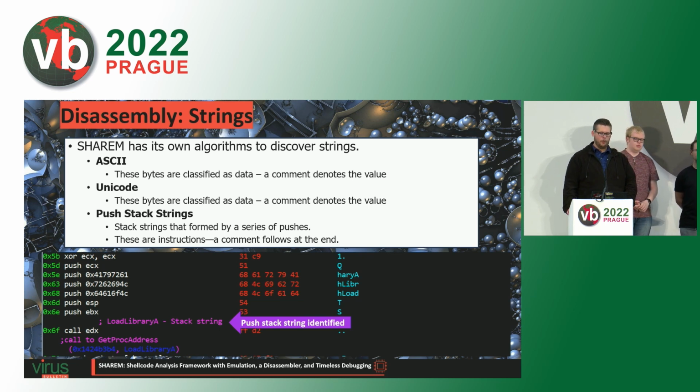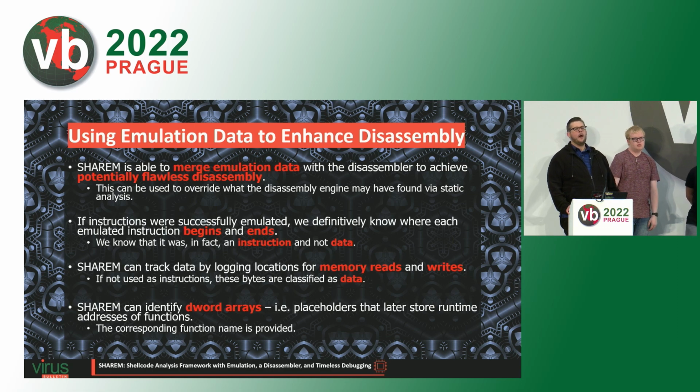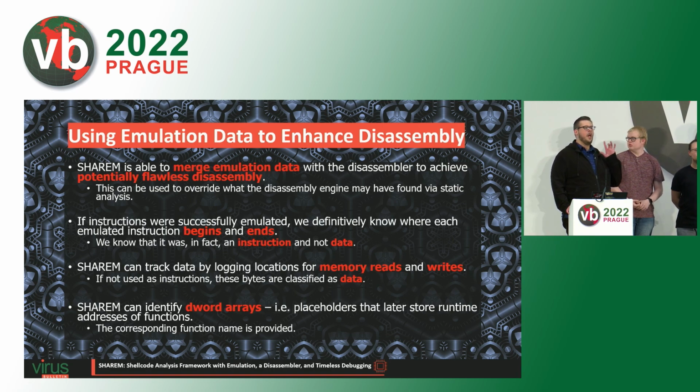SHAREM also has the ability to discover strings, has its own custom functions to do that. Some of them are slightly different. Down below, you see push stack strings are discovered, and you have an auto comment here for LoadLibrary. One of the other very special aspects about SHAREM is it's able to utilize emulation data and merge that with the shellcode to achieve much higher quality, much more accurate results. Because if we emulate shellcode, then we can definitively know that a particular shellcode will start execution at this offset and then end at this offset. So we can take that data and then merge that into what would otherwise be produced.